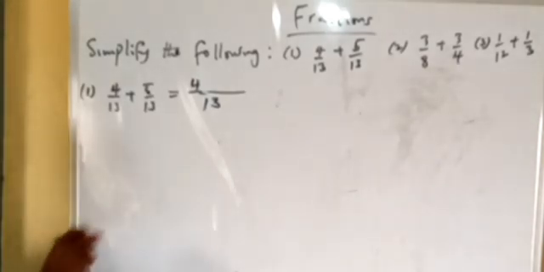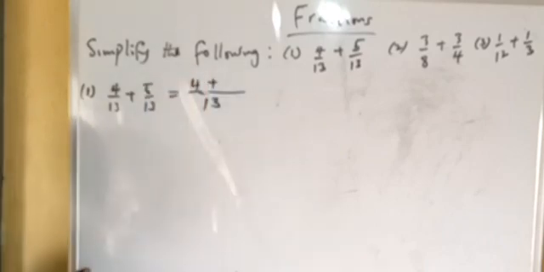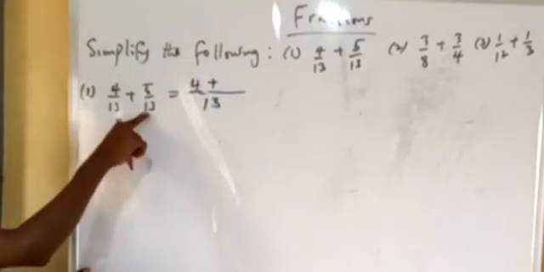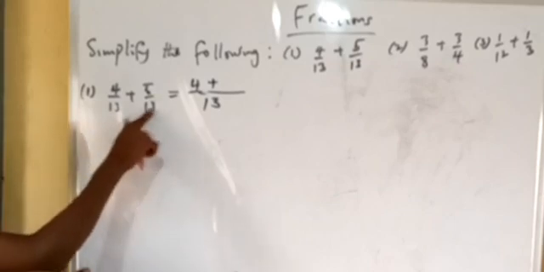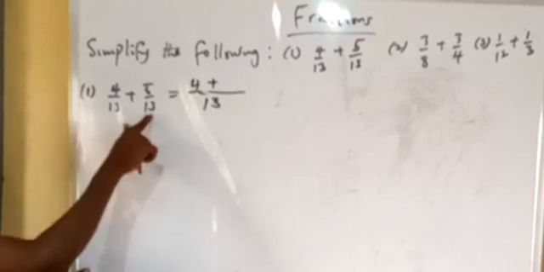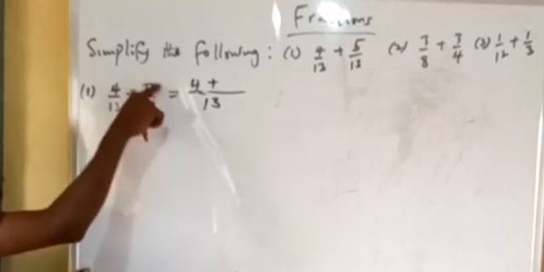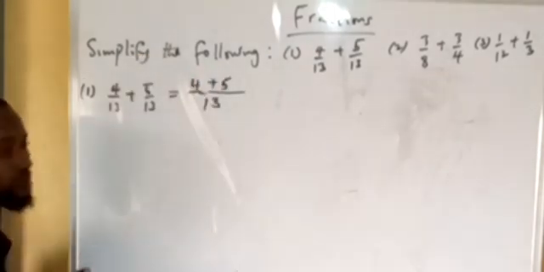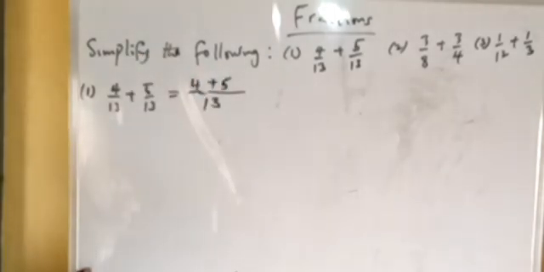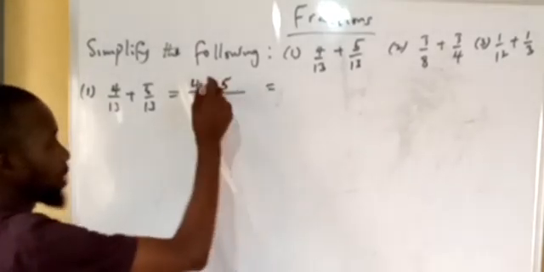Plus. Now, what is the LCM? The denominator here. How many of this number can we get in it? One. So how many 13 can we get in this 13? One. So 1 times 5, we have 5. Then the rest is we now add.